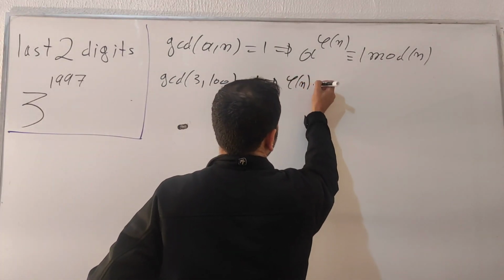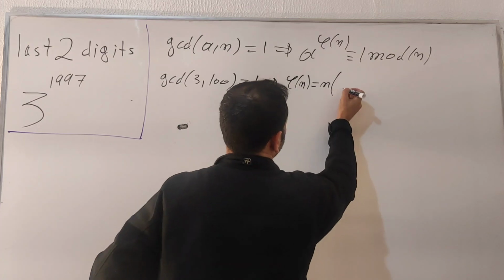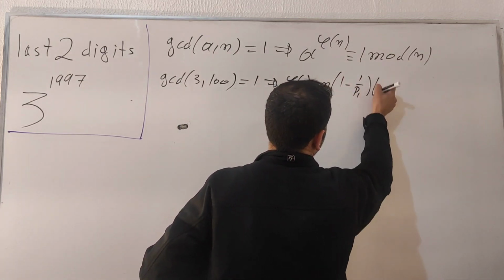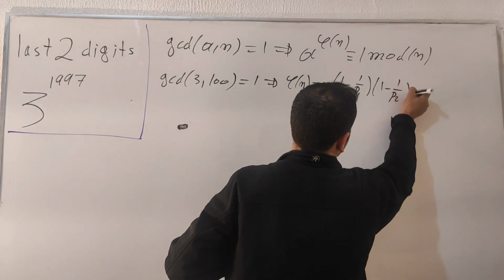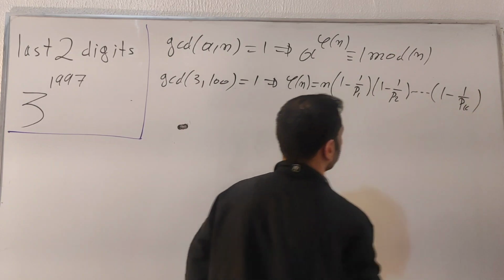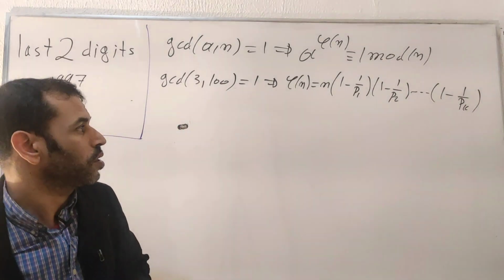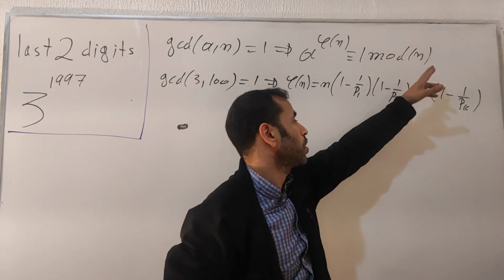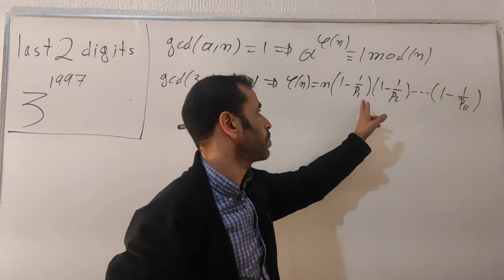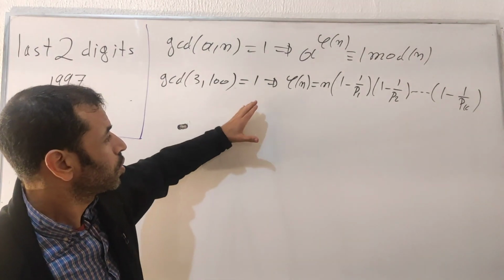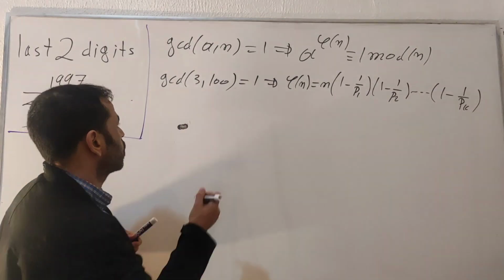Phi of n, as a general definition, is n multiplied by 1 minus 1 over p1, times 1 minus 1 over p2, and all the way down to 1 minus 1 over pk, okay? Here p1, p2 through pk are the prime factors of n, so n is divisible by p1, p2 or pk. So now let's calculate phi of 100.